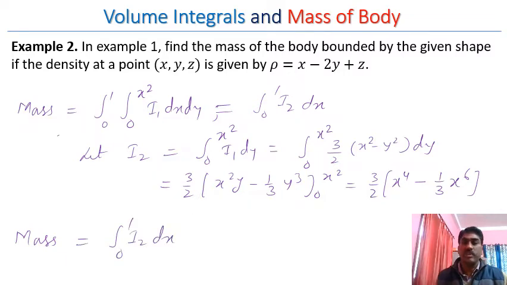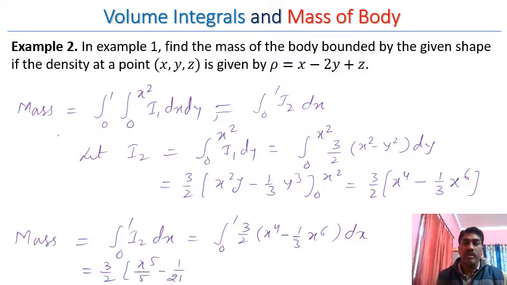So we have sequentially evaluated one integral at a time, and it is easier to write. Otherwise you have to write each integral symbol in each line. So this is equal to 0 to 1 3 by 2 x to the power 4 minus 1 by 3 x to the power 6 dx, and this comes out to be 3 by 2 x to the power 5 by 5 minus 1 by 21 x to the power 7, and limit is 0 to 1.